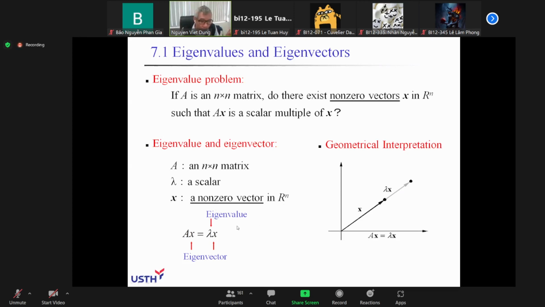If we have the following equality, then the number lambda will be called an eigenvalue of A. The vector x will be called an eigenvector of A corresponding to the eigenvalue lambda. There is one important thing, that is x must be non-zero.